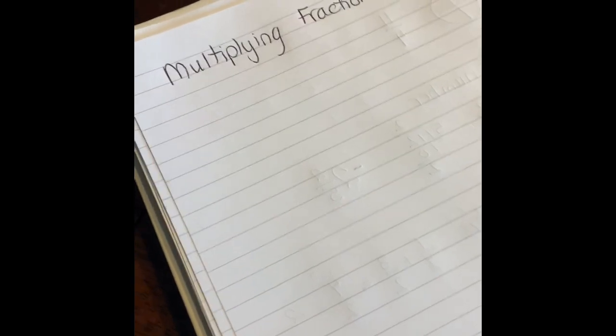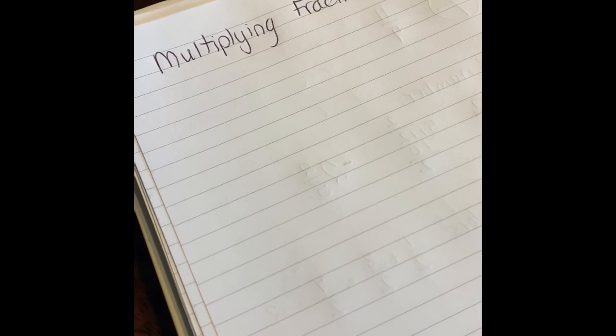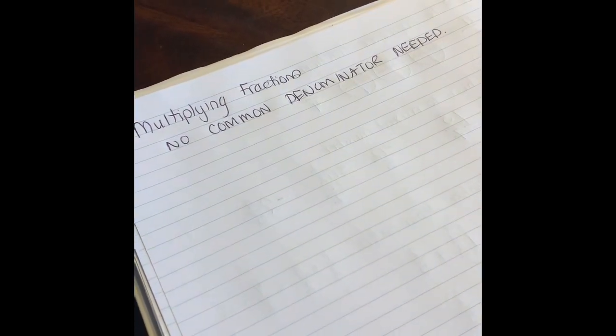Next, we're going to look at how we multiply fractions. Now, multiplying and dividing fractions are actually much easier than adding or subtracting fractions. And the reason for that is we don't need to find a common denominator when we multiply. No common denominator needed. So these are a lot faster to do. There's a lot less calculation involved. So I'm going to do the example 2/3 multiplied by 1/4.